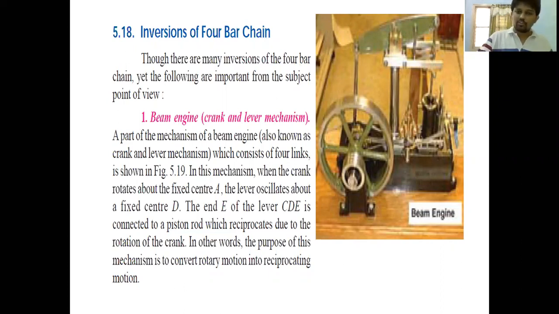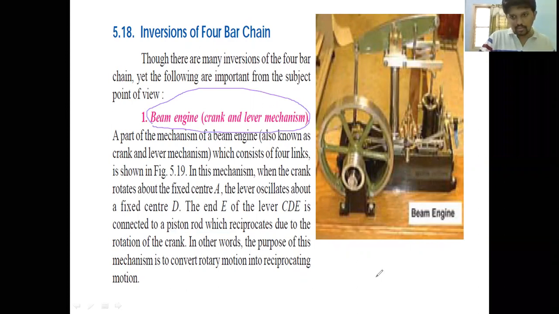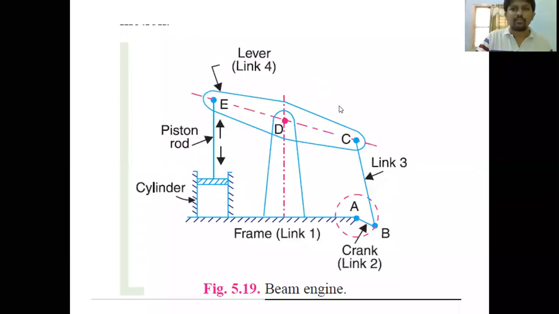So inversion of the four bar chain mechanism. That means you have four links for sure, but in these four links you are changing the frame, the fixed link part. The first one is the beam engine or a crank lever mechanism. By the diagram itself, you can easily find it. This is the beam engine. It is very easy to define.